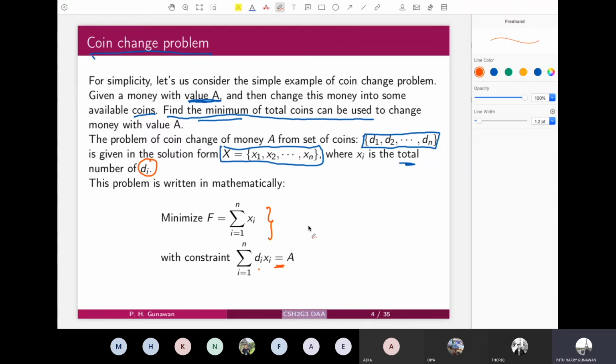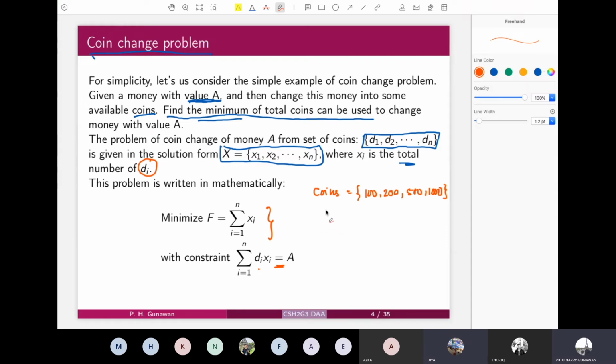Any questions for this problem? Sir, so D is the number of the step? Sorry, D is the coin. For instance, in Indonesia, you have coins of 100, 200, 500, and 1000. Do you understand? Okay, sir, thank you.